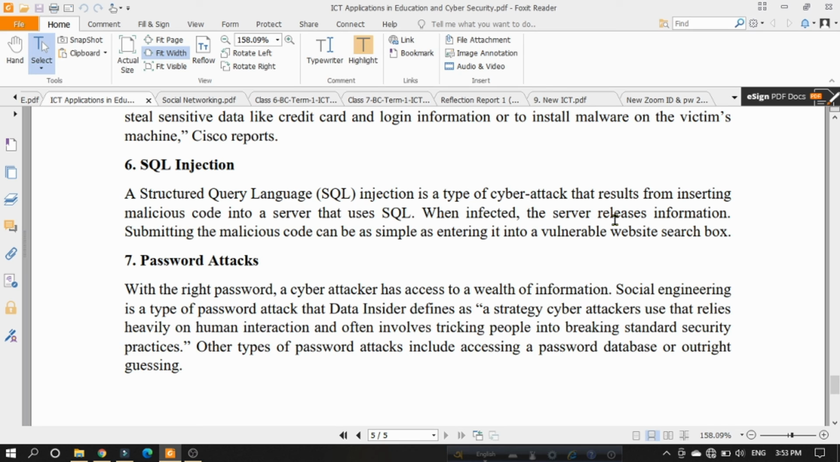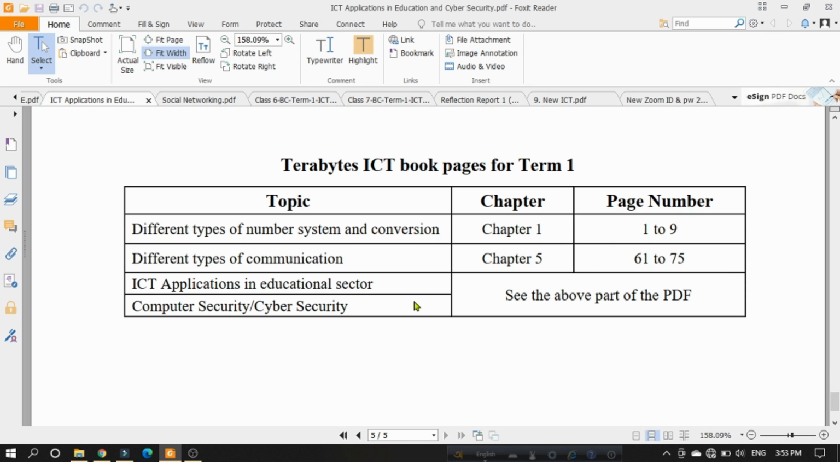It's a strategy that cyber attackers use that relies heavily on human interaction and often involves tricking people into breaking standard security practices. Other types of password attacks include accessing a password database or outright guessing. This is the type of password attacks: social engineering, accessing a password database, or outright guessing. The last points of this tutorial.